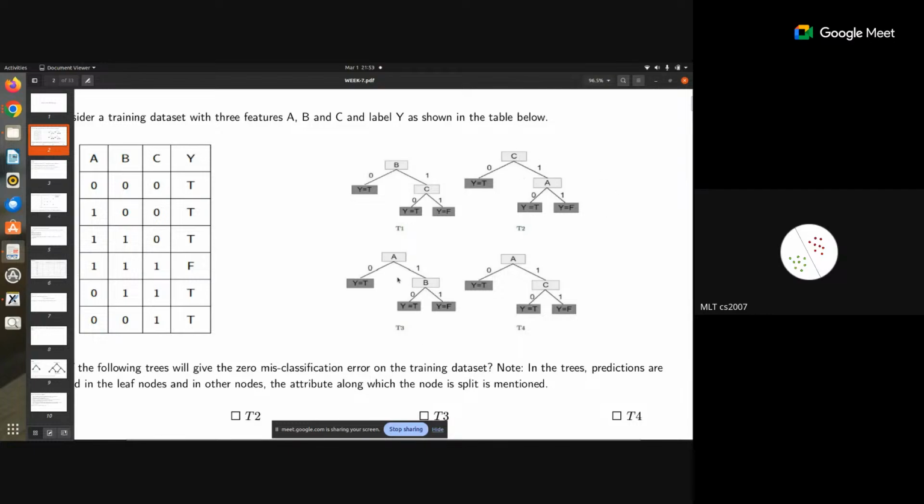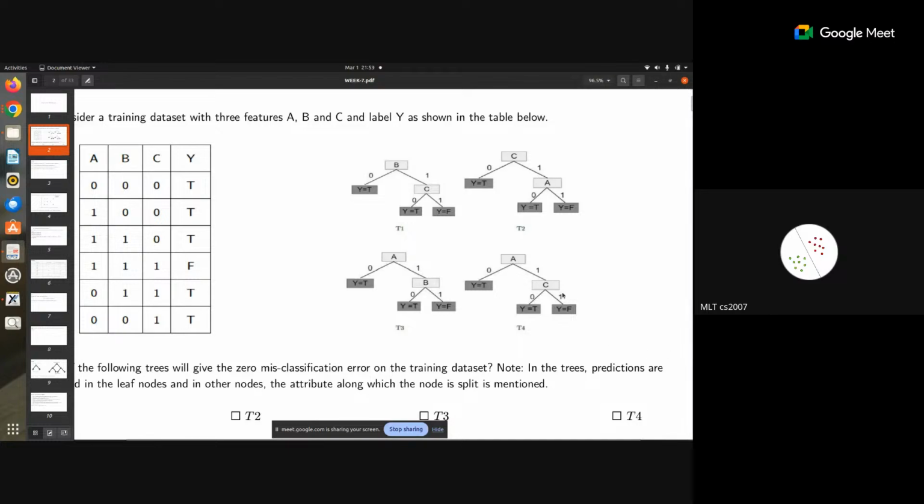Similarly, for T3, the first question is whether a is 0 or a is 1. If a is 0, we'll say true. So x5 and x6 are marked true. That is correct. When a is equal to 1, in these three cases, we have to check for b. If b is 0, it is saying true, so it is correct. But if b is 1, it says false. So x3 will be misclassified if we traverse through the tree T3.